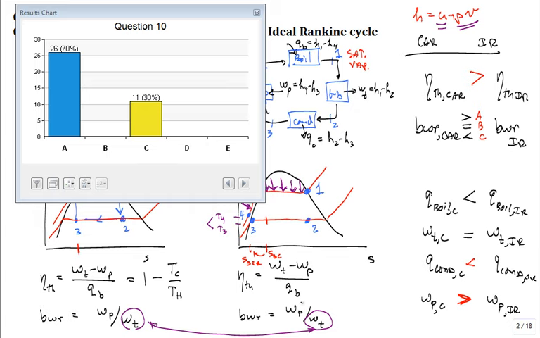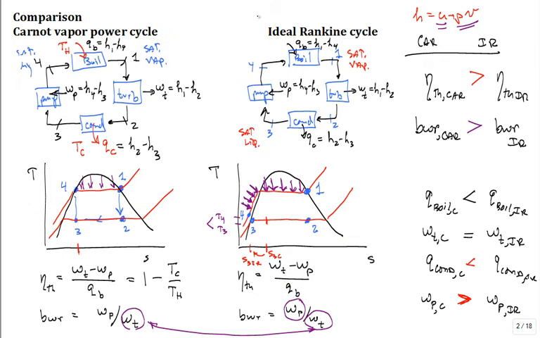Which one supplies liquid? The ideal Rankine. It's compressed, condensed all the way. So, which one is lower? So, true? So that was A. A said higher.